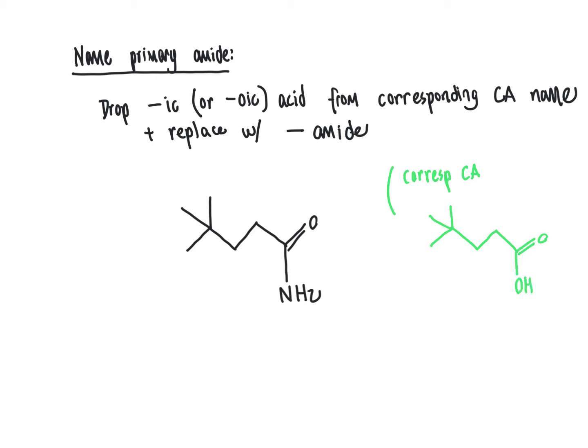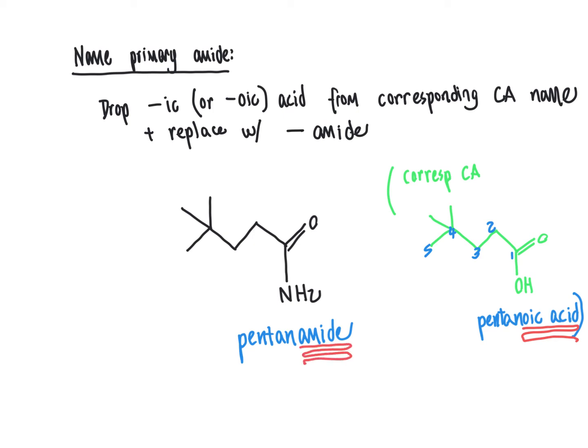And that corresponding carboxylic acid, being that it had a chain of 1, 2, 3, 4, 5 carbons, would be pentanoic acid as the parent name for the carboxylic acid. For the amide, we instead refer to this as pentanamide. So pentan, removing the oic acid part from the name and replacing it with amide, gives us pentanamide. So rather than pentanoic acid, pentanamide, because we have dropped the oic acid part of the name.